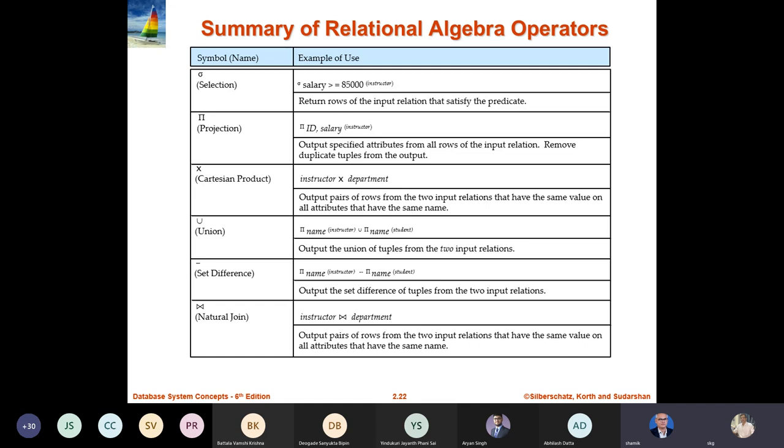And Cartesian product, which outputs pairs of rows from the two input relations that have the same value on all attributes that have the same name.